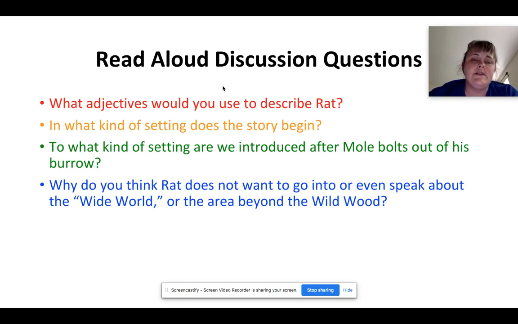Why do you think Rat does not want to go into or even speak about the wide world or the area beyond the Wild Wood? So why is he hesitant? Remember that word? Hesitant to talk about it. Why might you think he is hesitant?